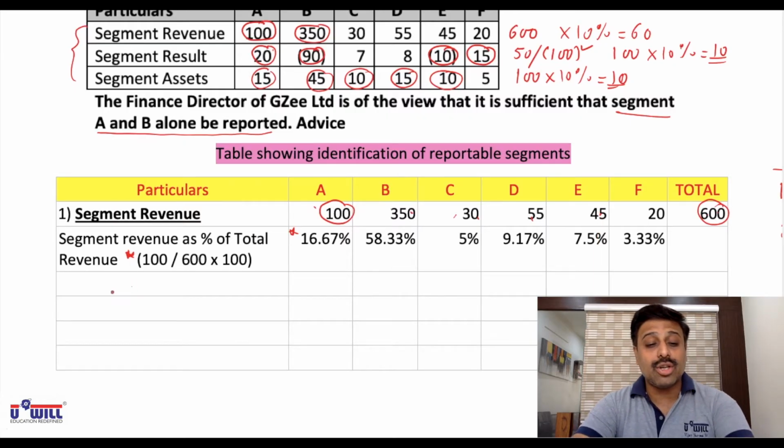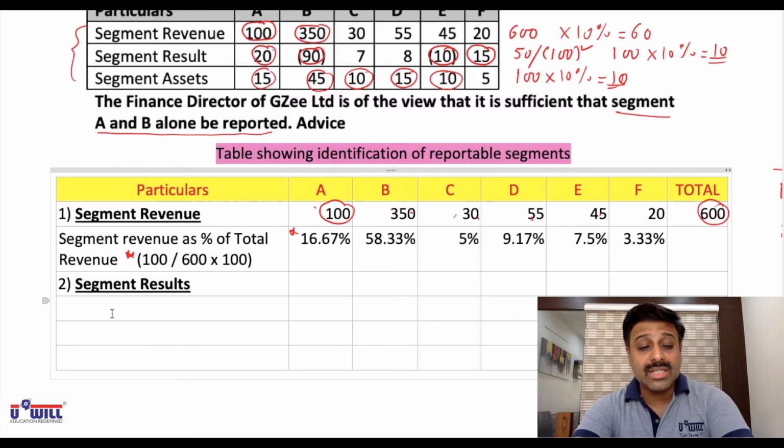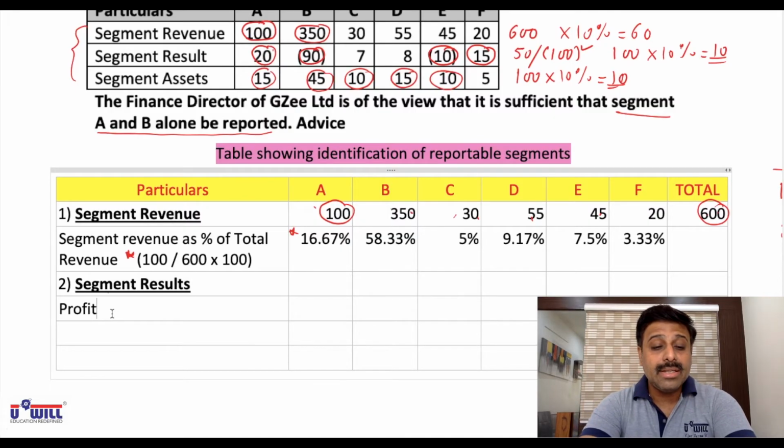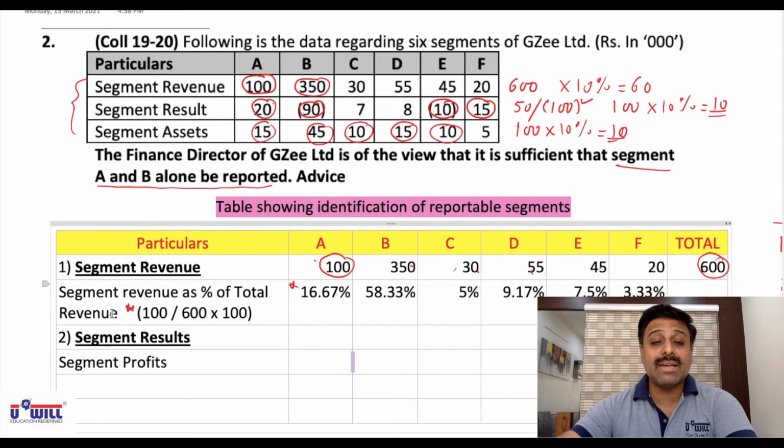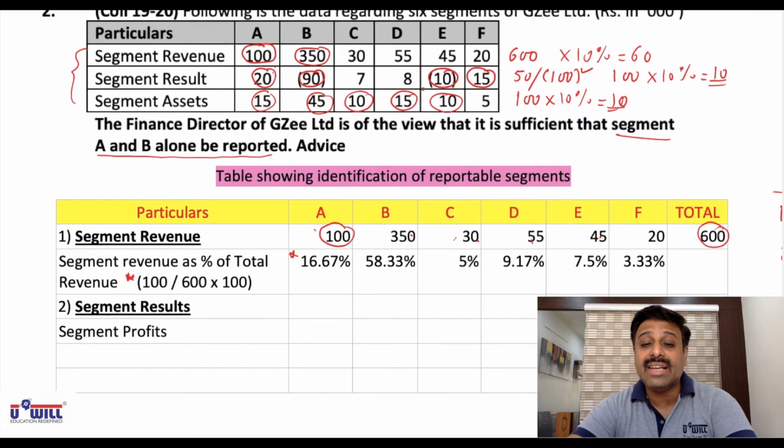Now second condition, all of you write down segment results condition. Now what we do is, first we write profits separately. First you write segment profits separately, because we have to take whichever is higher. So see which segments are in profit. If you see, this was negative 90. Okay, so A, C and D are in profit, and even F: 20, 7, 8 and 15.